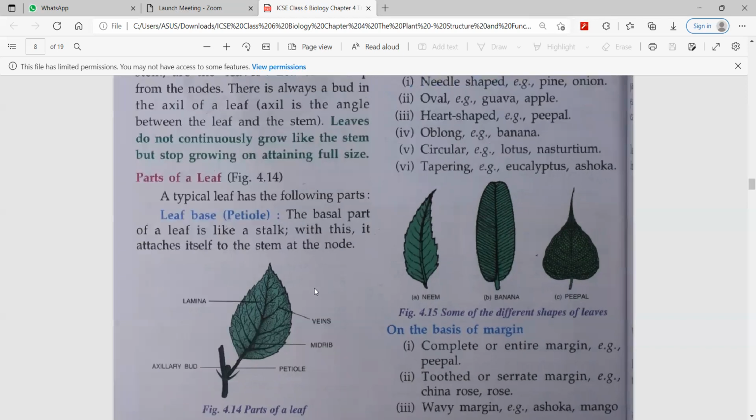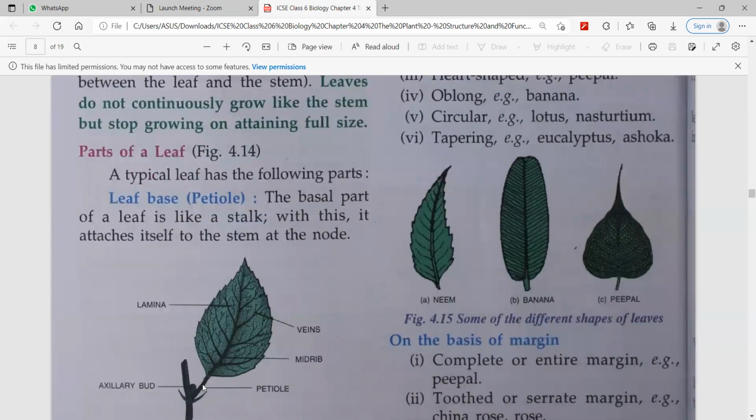The first one is the leaf petiole or the leaf stalk. This portion from where the leaf is attached to the stem is known as petiole. And what about this flat, bigger portion? This is known as lamina. We have seen these vein-like structures on the leaf itself.